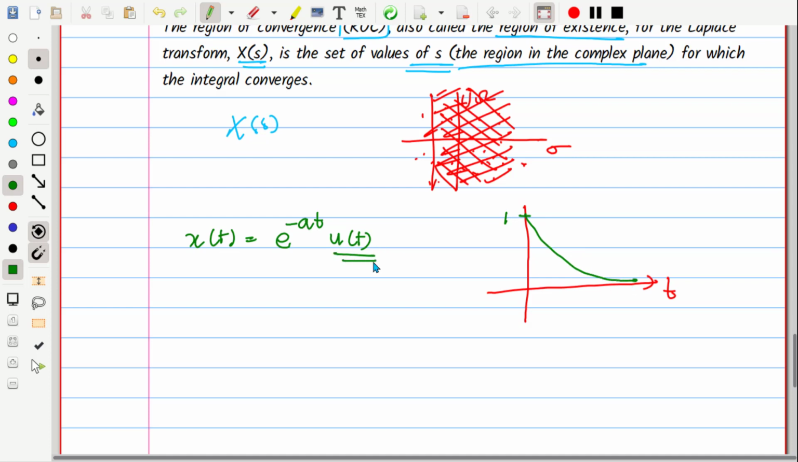Since it is multiplied with u of t, we know that it is a unit step signal, and unit step signal values are 0 when time t is less than 0. That is, u of t does not exist for this region, that is, when time is negative. Since we are multiplying the signal e power minus at with u of t, the signal will exist only on the positive axis. So this is our x of t, e power minus at u of t, and we are going to find out the Laplace transform of this signal.